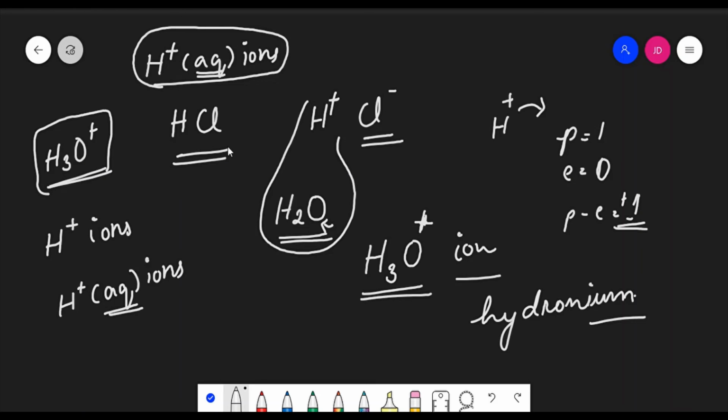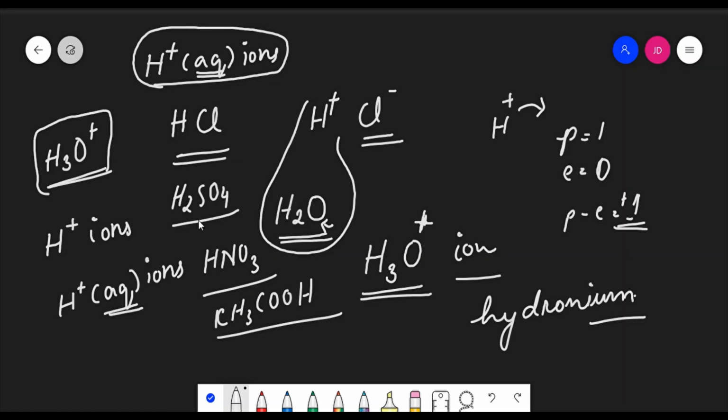Not only HCl, maybe H2SO4 also, same case. All of these, HNO3, CH3COOH, all of those, they will not behave as acid in dry condition. That means maybe they're in the form of gas or powder, it will not behave. For example, if you take H2SO4 powder and put it in your hand, will it get burned? No, because it's powder, dry state, it does not react.